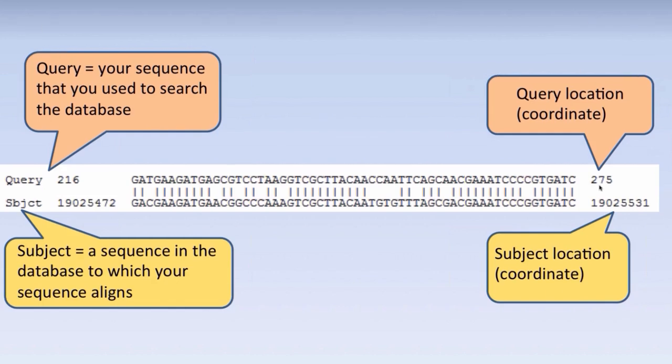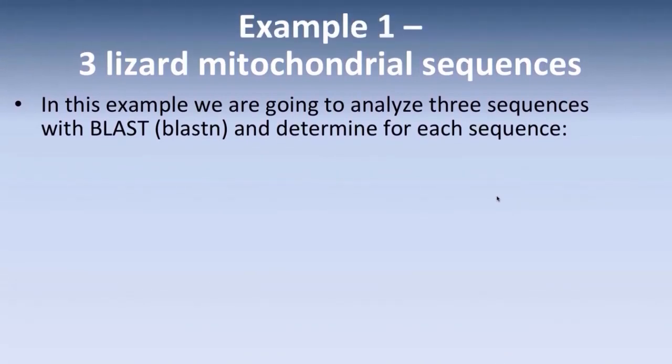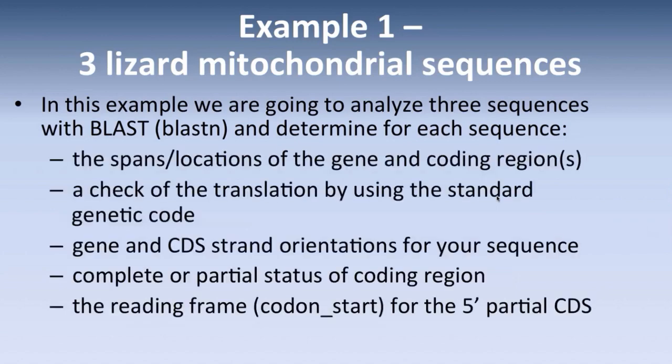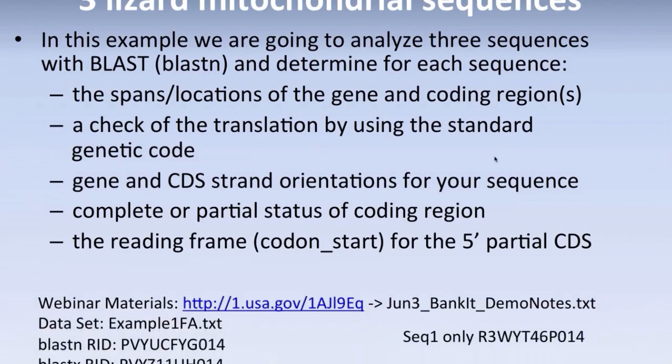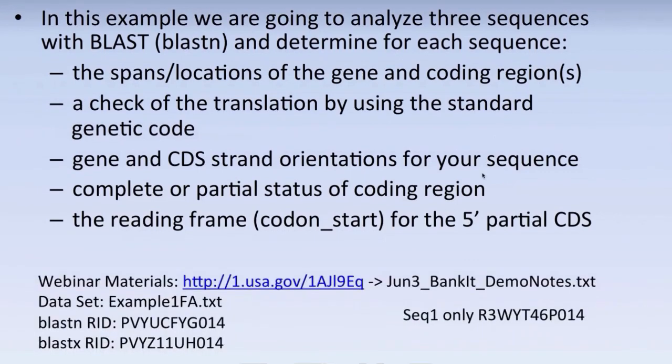Our example today is the first data set of three lizard mitochondrial sequences. And we're going to use the three sequences in our BLAST analysis, identify the coding region information and the strand orientation and the reading frame. And the materials for the webinar are all in this directory. If you want to follow along, you need to get the June 3 BankIt demo notes file, the first data set, and then I have pre-computed the BLASTs that we need to do today, and there are two BLAST RID numbers. I'll show you how to pull those up in a moment.